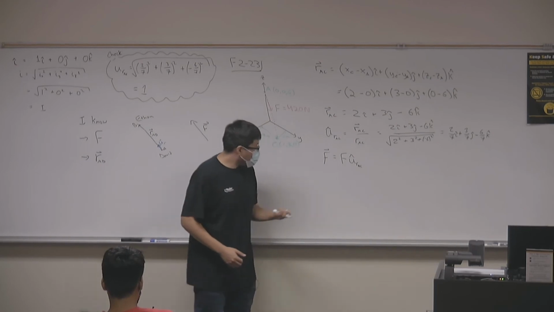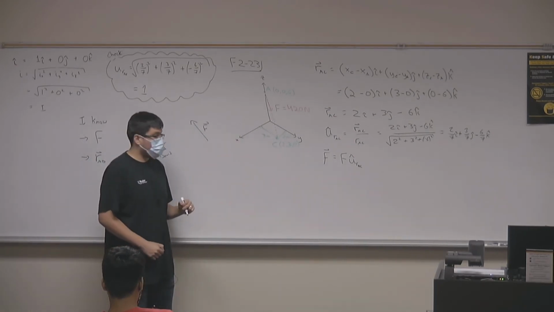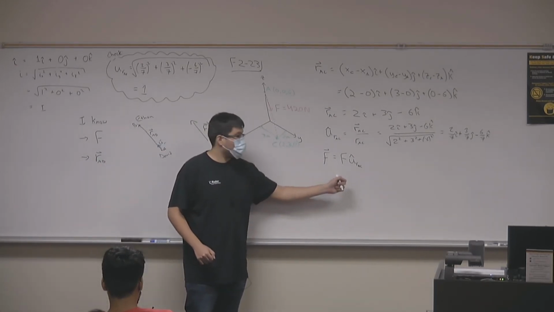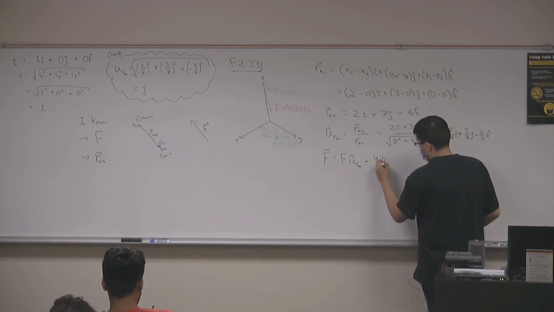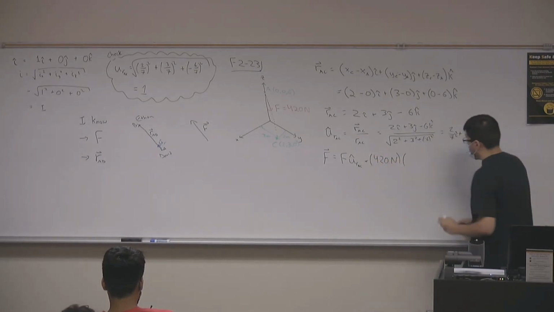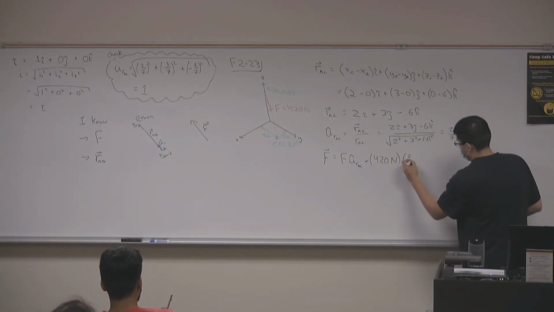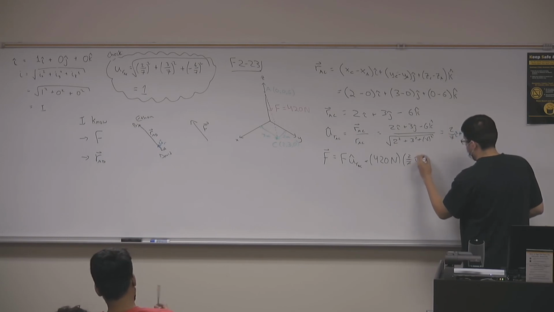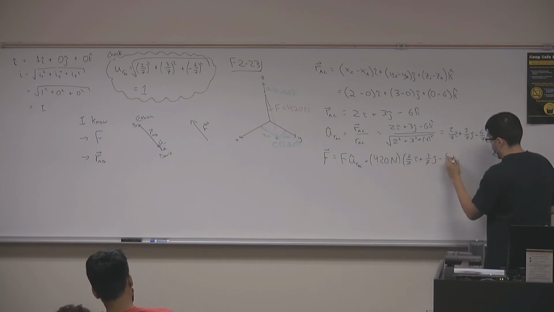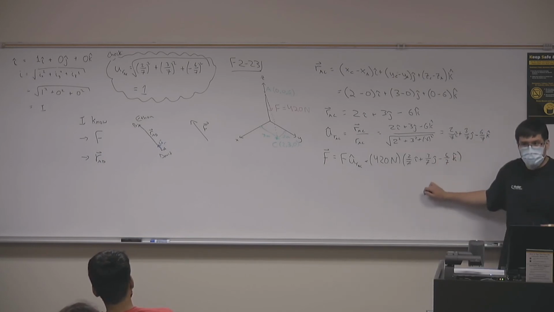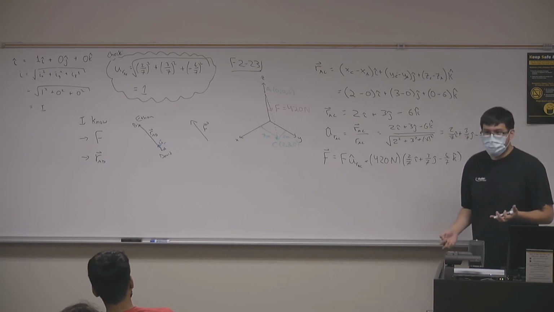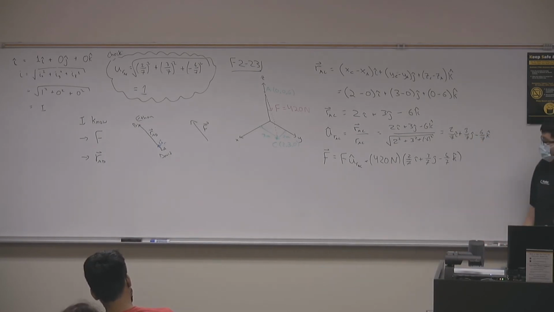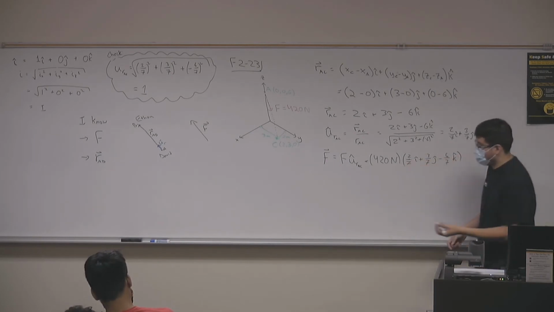So finally, you find the Cartesian notation of the force by multiplying your desired magnitude times your unit vector. What's my desired magnitude? 420 newtons. And I want to multiply this by my unit vector, 2/7 i plus 3/7 j minus 6/7 k. Now this problem is actually a little bit easy because 420 can be divided by 7. Yeah, it's 60. So this will actually be pretty easy. I think you don't even need a calculator.